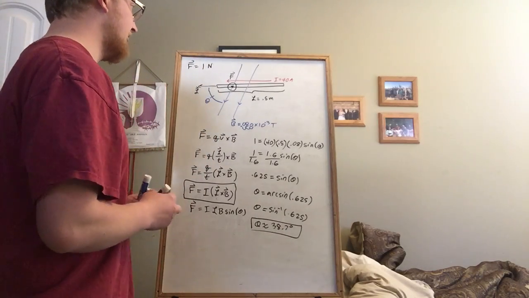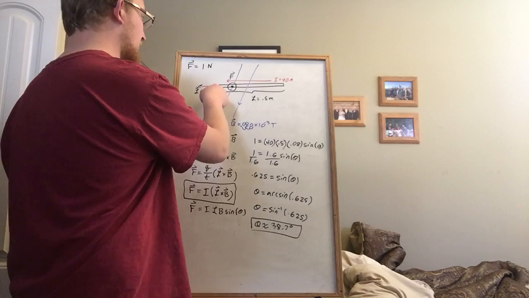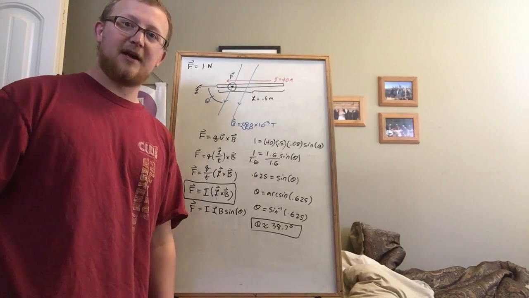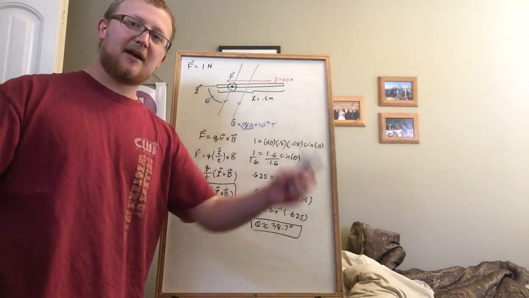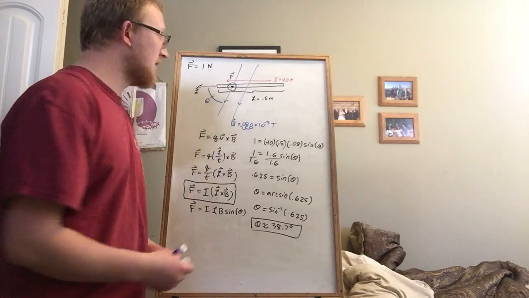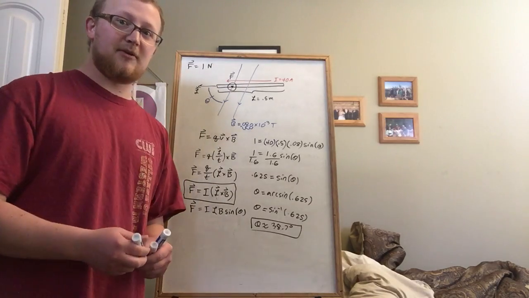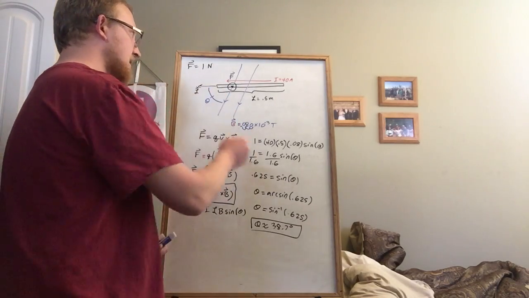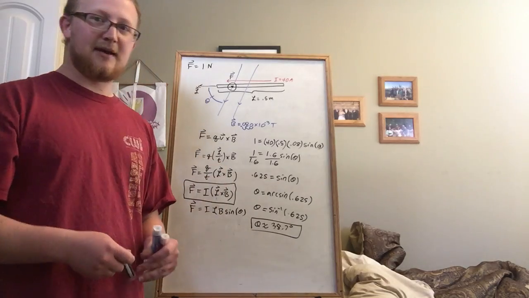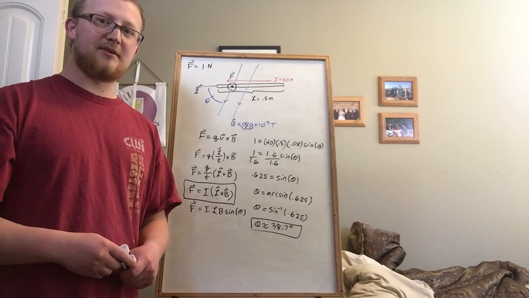In this case, it's kind of a funny problem because, of course, you can't have a current carrying wire that's not connected to itself in a circuit. But for the sake of theoretics, we're just going to pretend like we can have a current of 40 amps flowing through an open circuit.